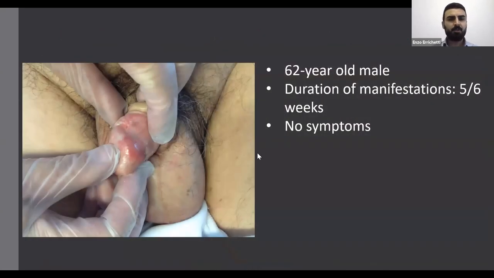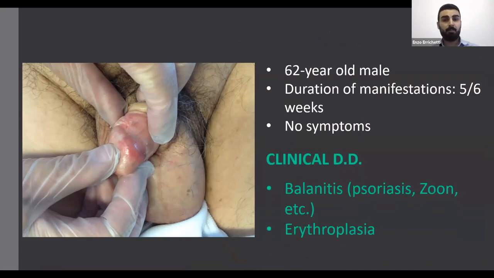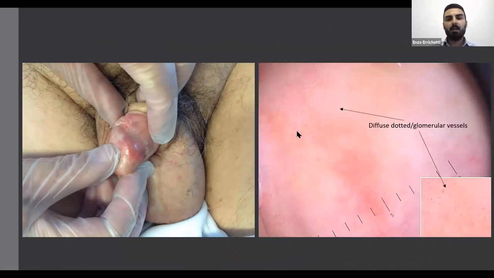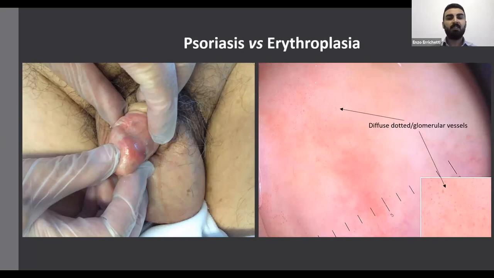This is the last case I would like to show you. This is a 62-year-old male with these reddish patches on the penis for 5-6 weeks, no symptoms. I think you agree with me that the main clinical differential diagnosis is between balanitis and erythroplasia. Let's see dermoscopy. What do we see? We see uniform, diffuse, dotted vessels. On the penis, two conditions may display dotted vessels: psoriasis and erythroplasia. So this is the clinical differential diagnosis.